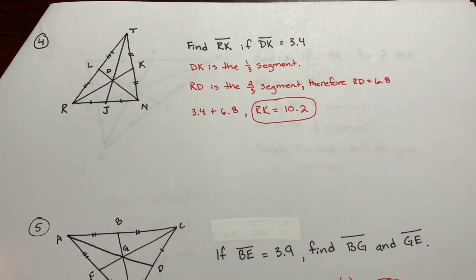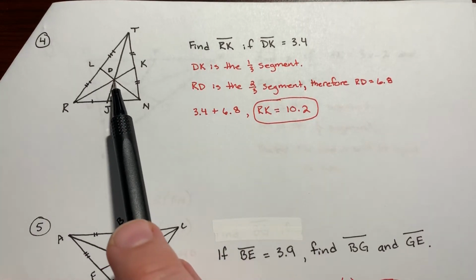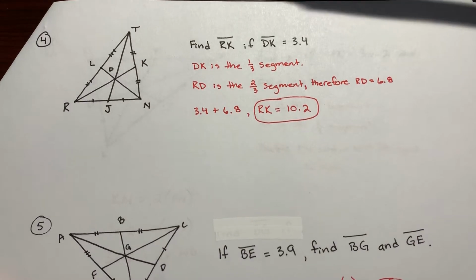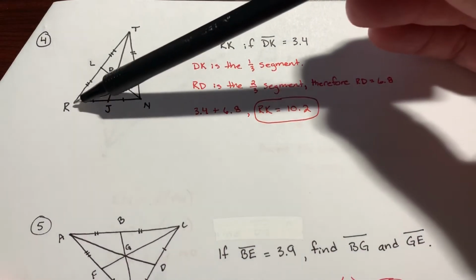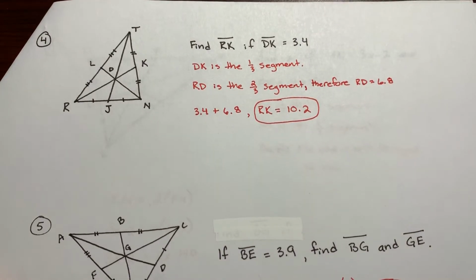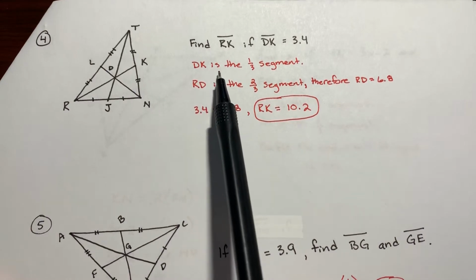Right, problem 4. All right. In problem 4, same situation, got 3 medians, that's a centroid. All right, all these little segments are congruent to each other. Finding RK. Okay, so we need to find the whole measure this time. And it gives us DK. DK is the 1/3 size. All right, DK is the 1/3 segment.